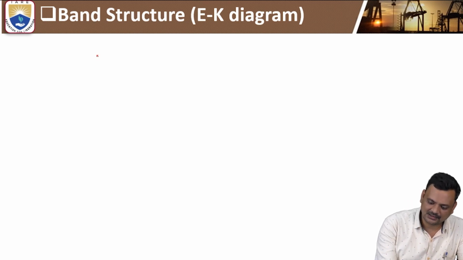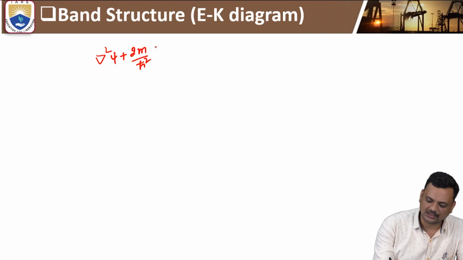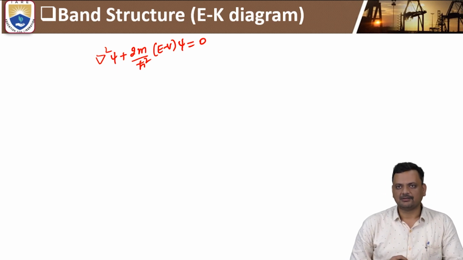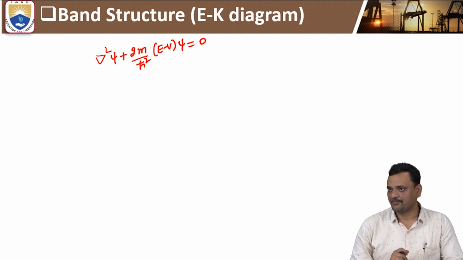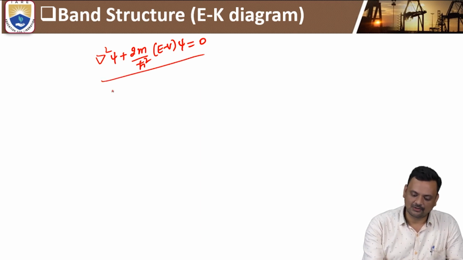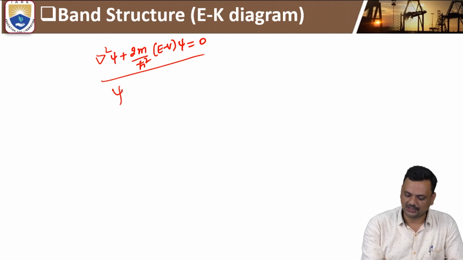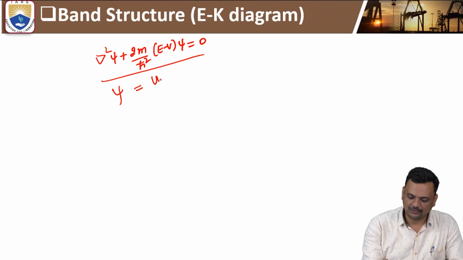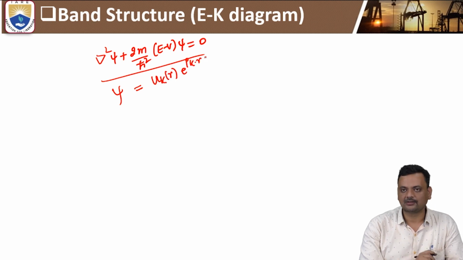What is the case? Del square psi plus 2m upon h cross square (E minus V) psi is equal to 0. This is your Schrodinger equation. Now what you considered? One wave function psi having the form u_k(r) e to the power i k dot r.